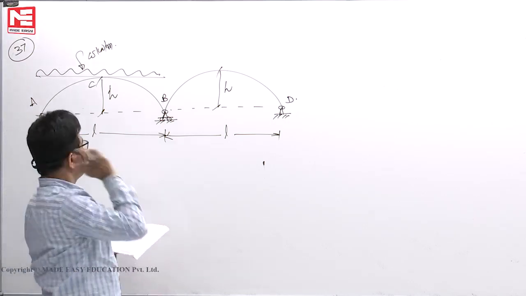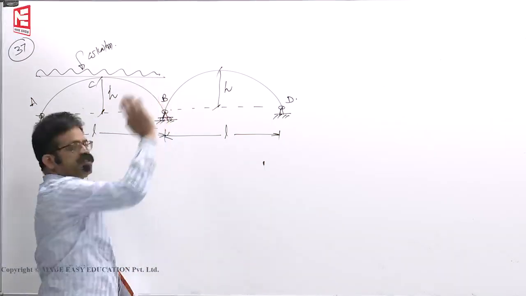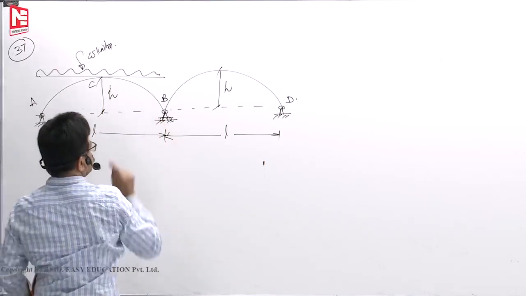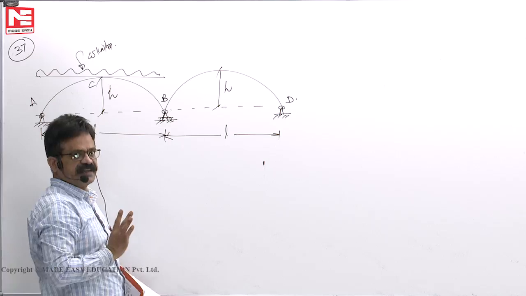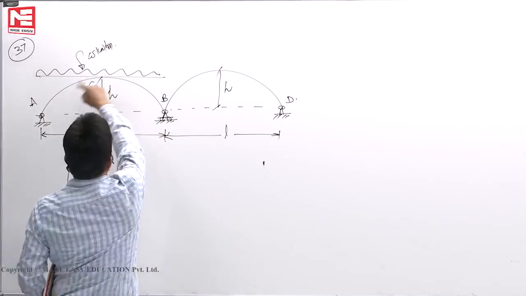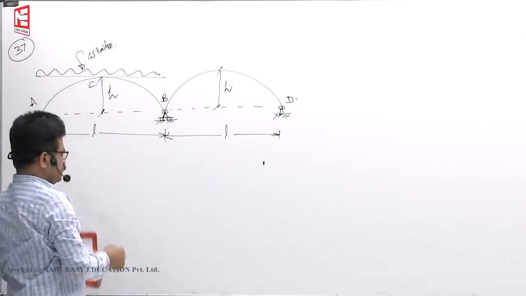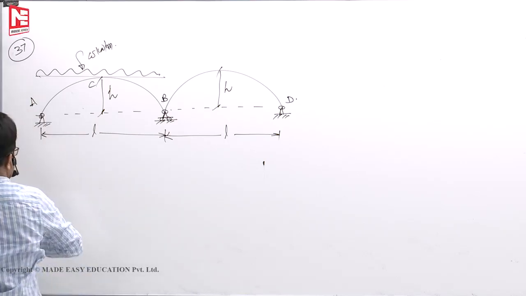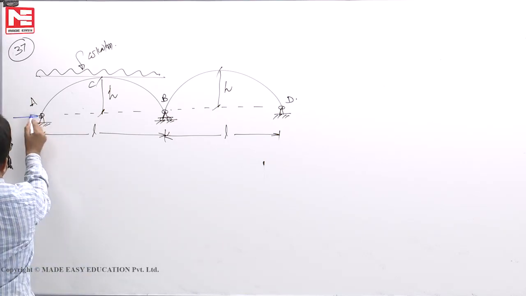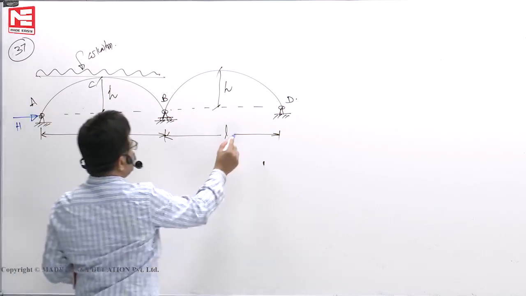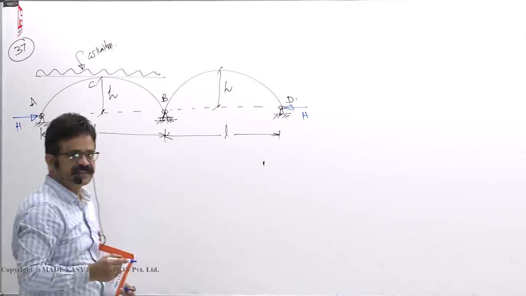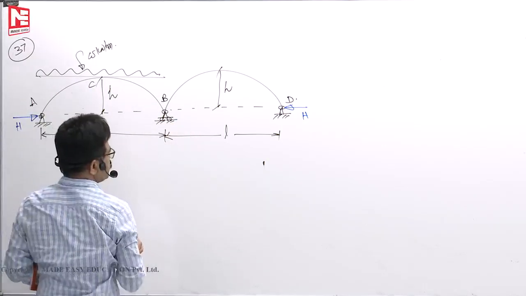Now, supposing that this arch is not there, there is only a roller, let us assume. Then when you load only one span, there will be one horizontal thrust. For this case, there will be one H. Here no H, there is an H here. He is asking how much it is. Assume that for this case, this is the H.